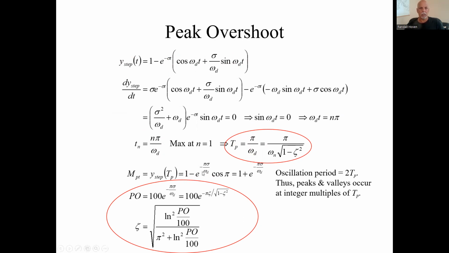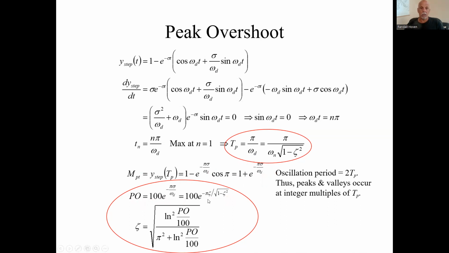That's sigma over omega d pi, cosine of pi, which is just 1. So here we get that maximum value. You can either calculate that maximum value from this formula, or this gives you the percent overshoot. It's this e to the exponent here. As a percent, you multiply by 100. So we have percent overshoot, this formula.